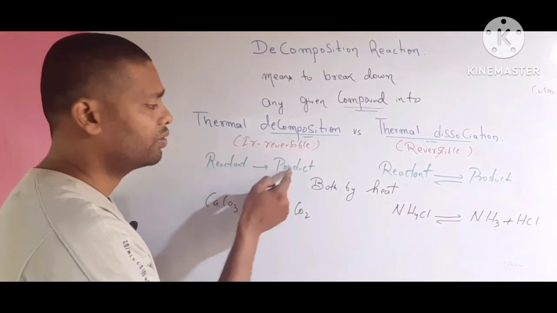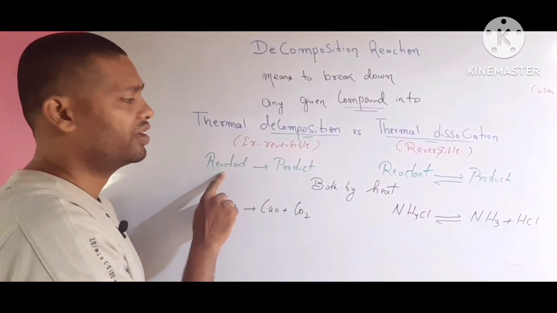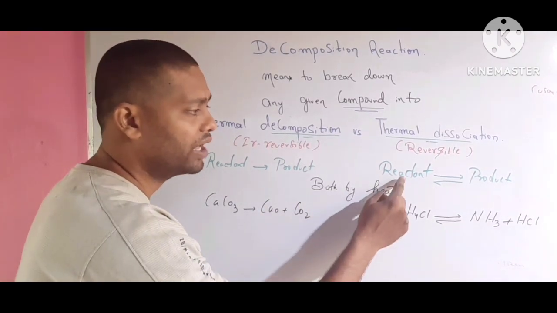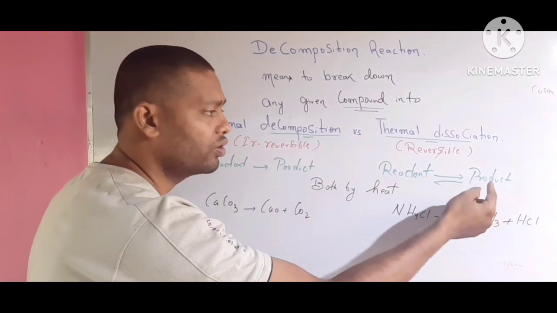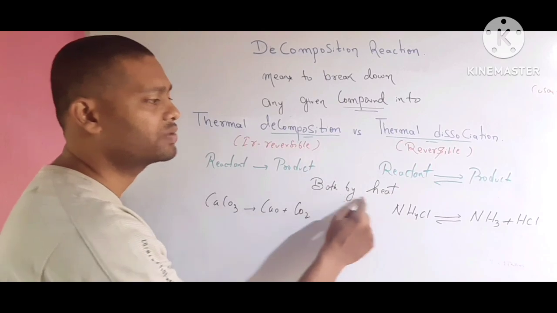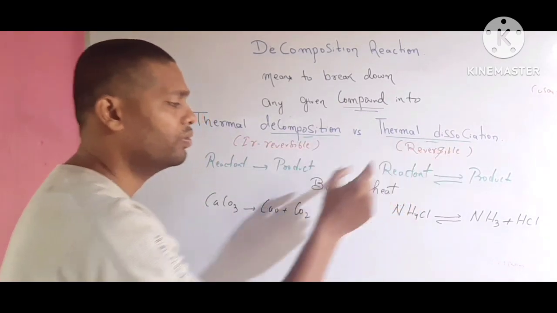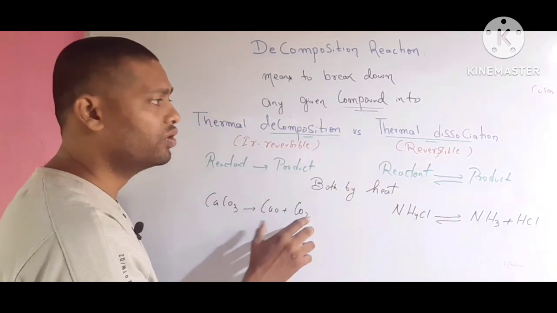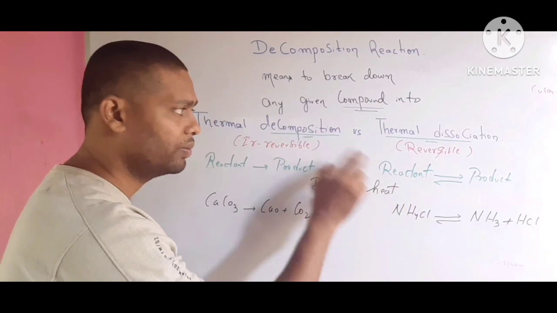In the irreversible case, the reactant will give you the product, but you will not get back the reactant on cooling. In the reversible case, when your reaction is happening, you will get the products, and on cooling, you will get back the reactant. Decomposition and dissociation both take place with heat. Means what? It will break down by the application of heat in both cases.